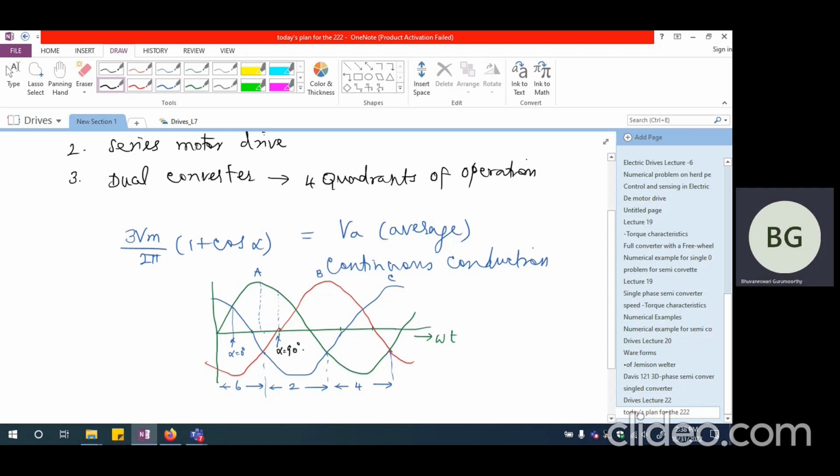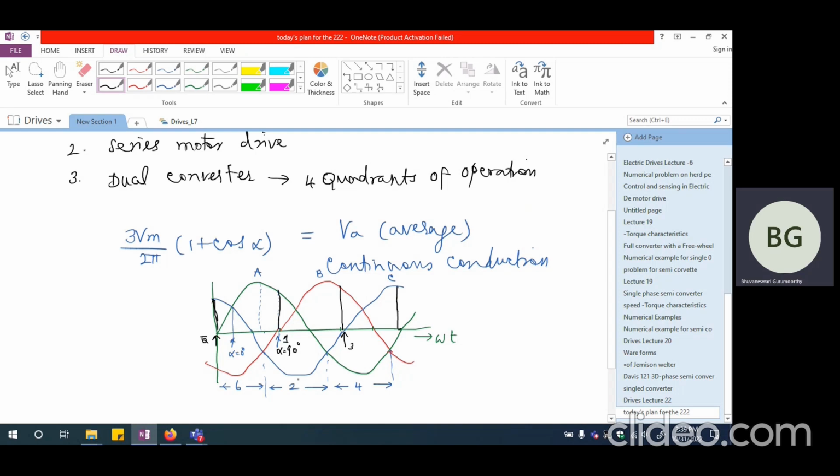So when alpha is 90, I'm going to fire 1 here. And 120 degrees from there, I'm going to fire 3. And another 120 degrees from there, I'm going to fire 5. So 5 is going to be fired here, which is the same as 0 degree. So I should say 5 is fired here, 1 is fired here, and 3 is fired here.